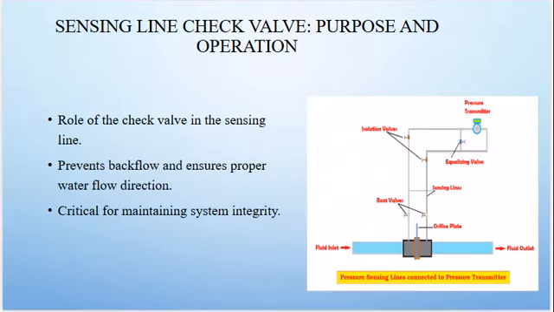Sensing line check valve, purpose and operation. The check valve in the sensing line prevents backflow effectively. It ensures proper water flow direction within the system at all times. This component is critical for maintaining system integrity and performance. By preventing backflow, it protects the pump and associated equipment from damage. Regular maintenance of this valve is crucial for reliable operation.